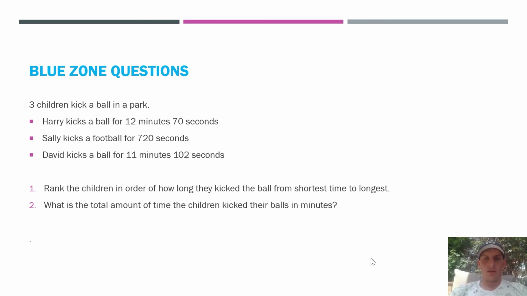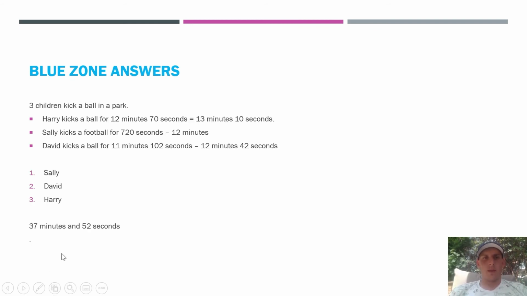Right, let's go through the answers then. When you approach the question like this, hopefully you use the 5-step method. But essentially what the question's asking you to do is to convert everything into the same unit of measurement, because you've got minutes and seconds here, you've got minutes and seconds here, seconds and minutes and seconds. So it's hard to compare them, okay? It's going to be very difficult to know who kicked their ball for the shortest time or the longest time when they're all different kinds of units of measurement. So the best way to do it is just to convert them all into either seconds or into minutes.